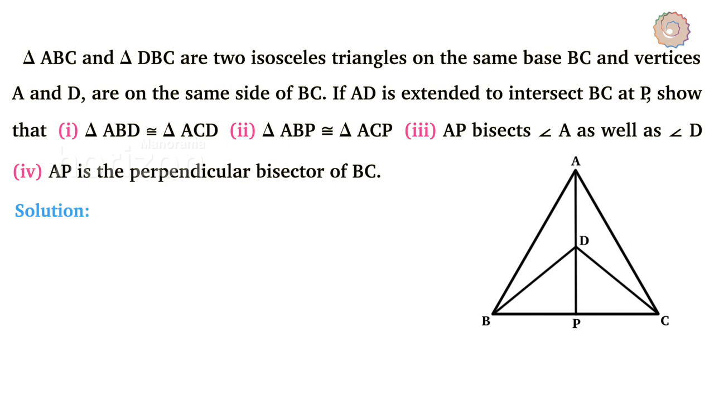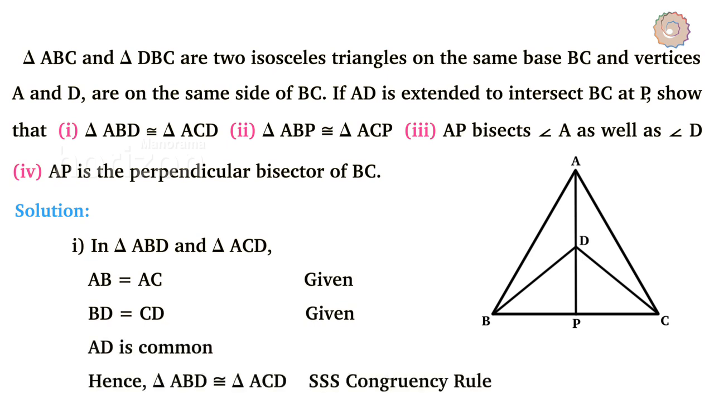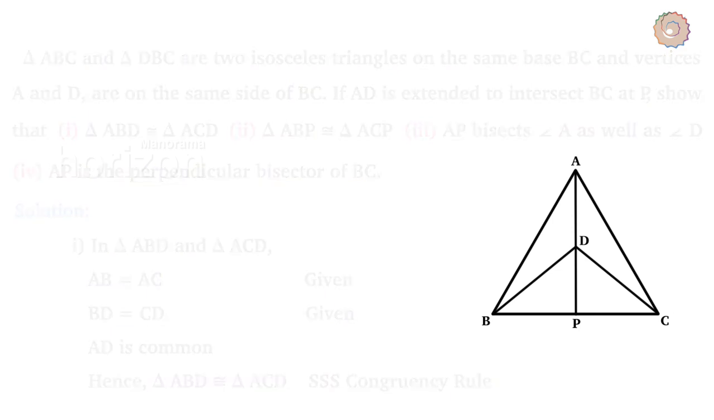Let us solve the first part. In triangle ABD and triangle ACD, AB is equal to AC, which is given. BD is equal to CD, which is also given in the question. And AD is common. Hence, triangle ABD is congruent to triangle ACD according to the SSS congruency rule.